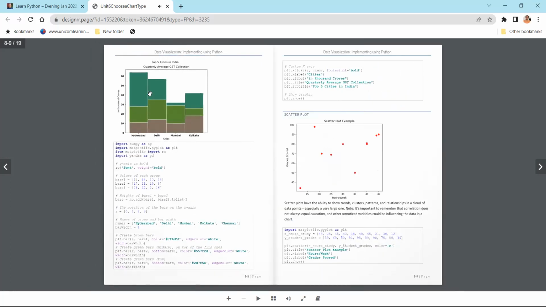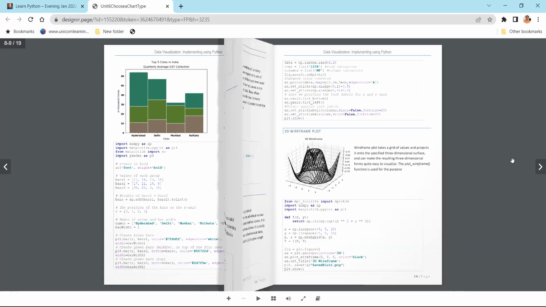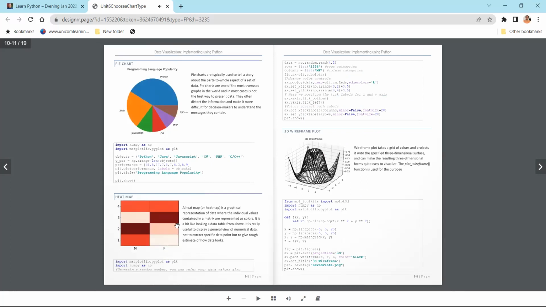Stacked column chart means bar over another, right? So about Hyderabad, you can talk about Q1, Q2, Q3, right? So it represents data for Hyderabad and three types of data from Hyderabad. That's why you see three different graphs here. Then scatter plot. Individually you can draw these plots: pie chart, heat map. And this is 3D wireframe plot. I wanted to show you how you can draw 3D as well. Now it looks 3D, but after all, it's only a 2D graph, isn't it?